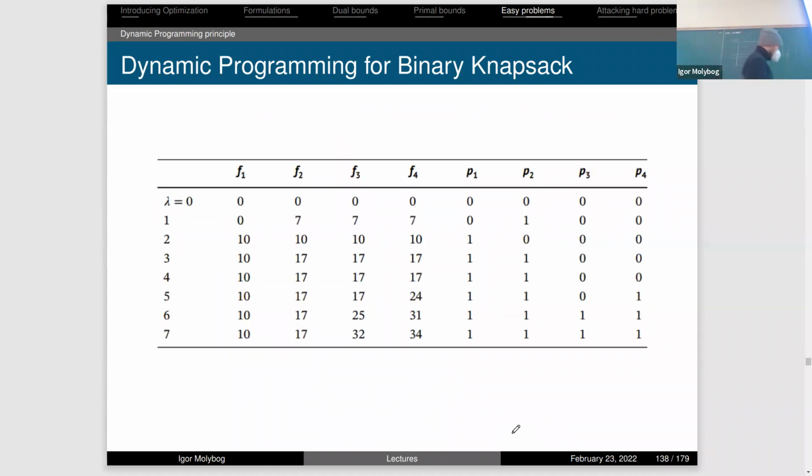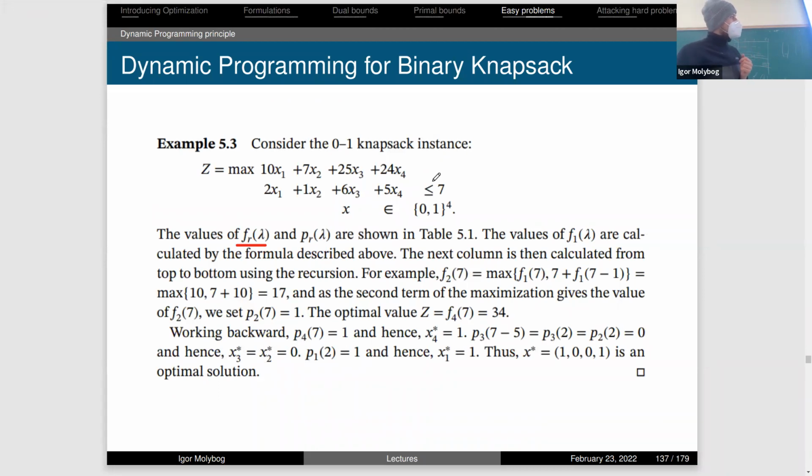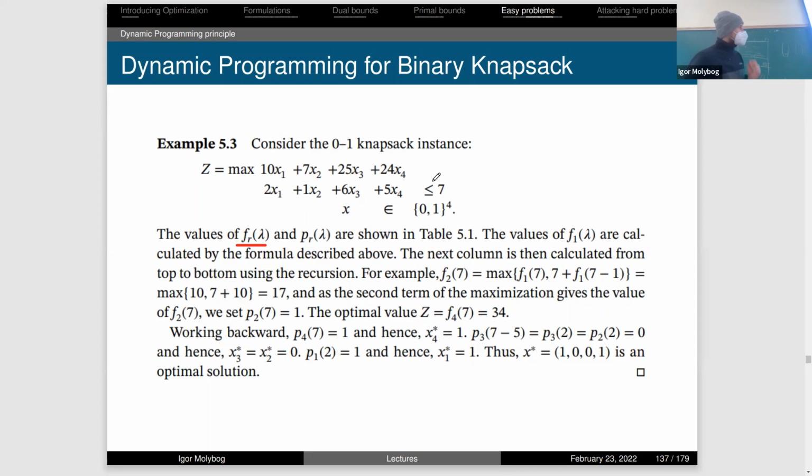There is basically this table which I have put here. Lambda, and it has r, and r is just put in the subscript right here. The values of F1 of lambda are calculated by the formula described above, and the next column is then calculated from top to bottom using the recursion. We're going to be filling this up from the top to the bottom, since I transposed this entire table; in this case you want to go from left to right, increasing lambda. So working backwards, from the table of P, you would be able to reconstruct the x stars.